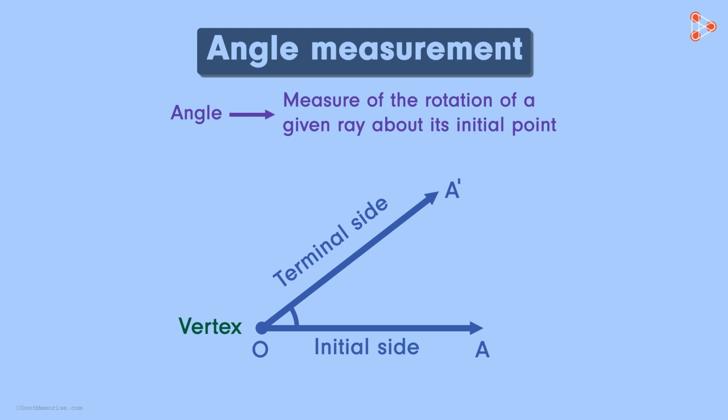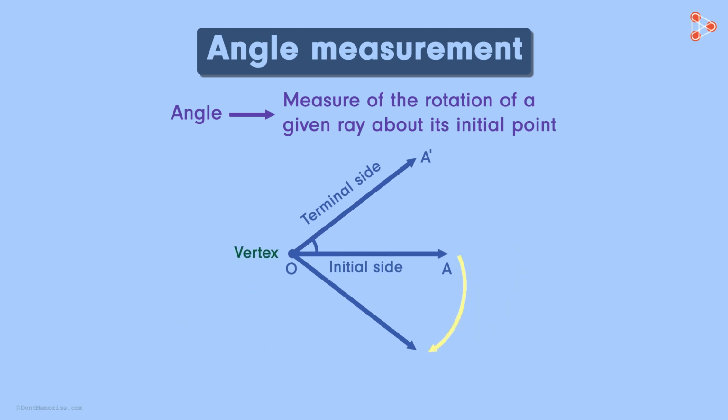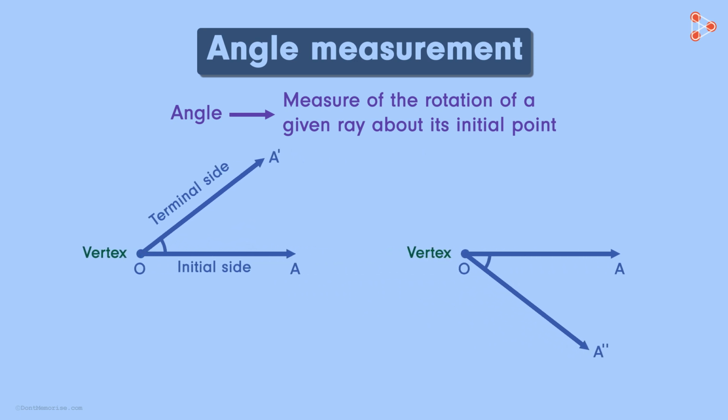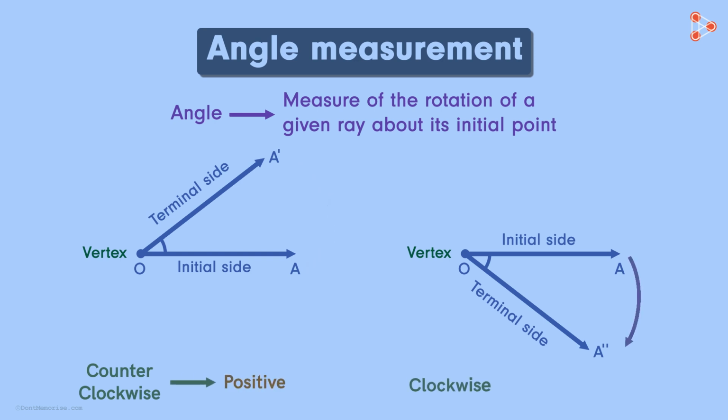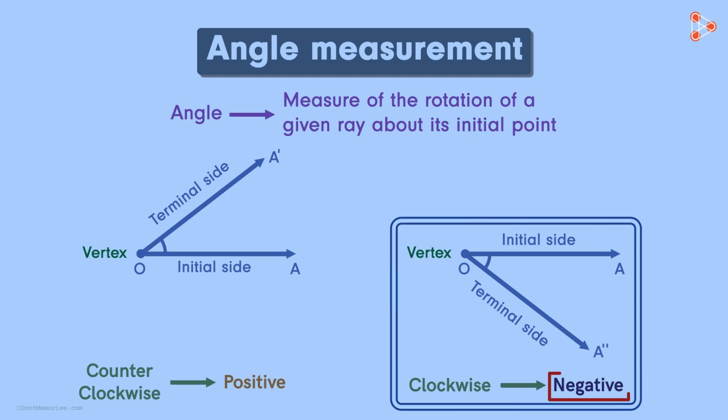Notice that we rotated ray OA in the counterclockwise direction to get ray OA'. We can also rotate ray OA in the clockwise direction to get the terminal side as OA', like this. So the initial side is OA and the terminal side is OA'. When we go counterclockwise from the initial side to the terminal side, the angle measurement is positive. And when we go clockwise, the angle measurement is negative. So here, the angle subtended is positive and here it's negative.